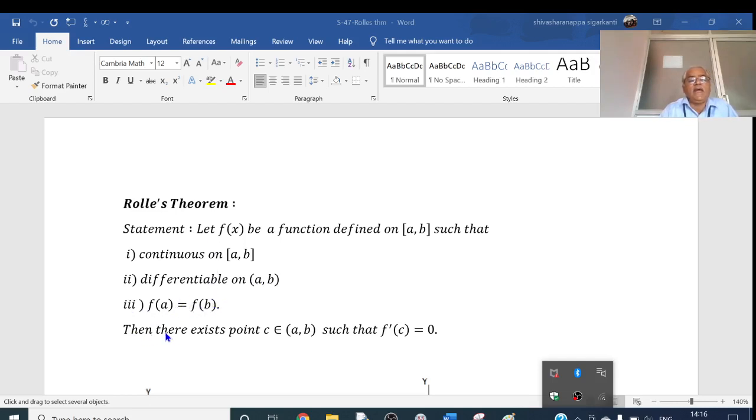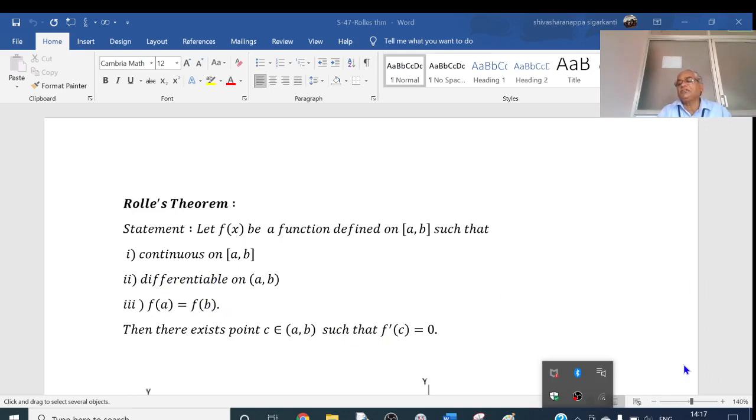Then the theorem states that there exists a point c belonging to (a, b) such that f'(c) = 0. The derivative of f(x) at x = c is equal to 0. This c belongs to the open interval (a, b). So first we discuss this theorem geometrically. First of all, it is continuous, which means the curve is continuous. It is differentiable, that is, it must be a smooth curve. The third condition is f(a) = f(b), then there exists a point.